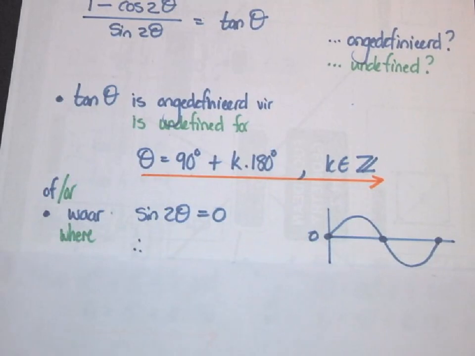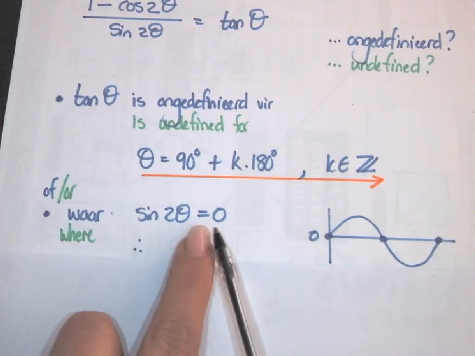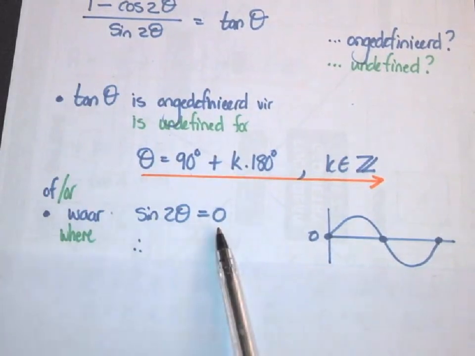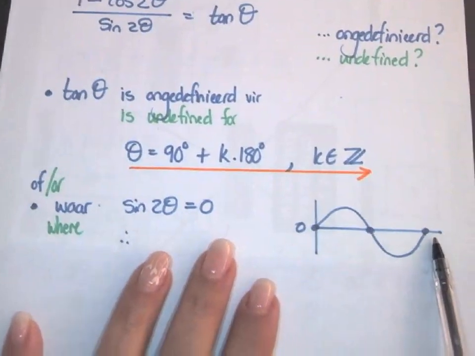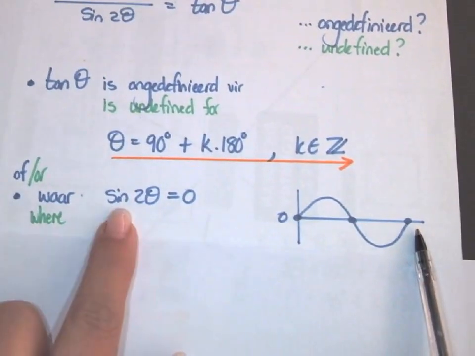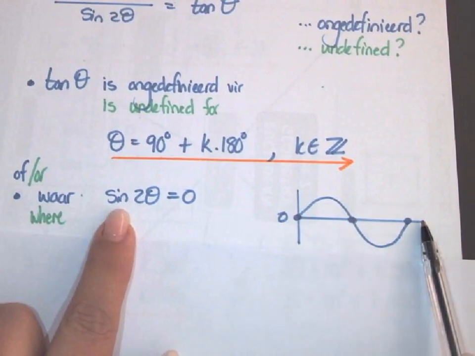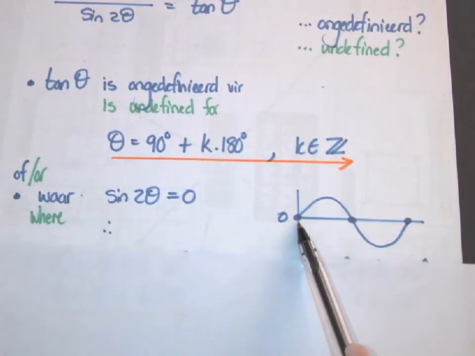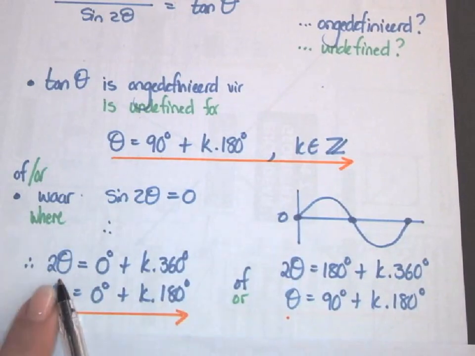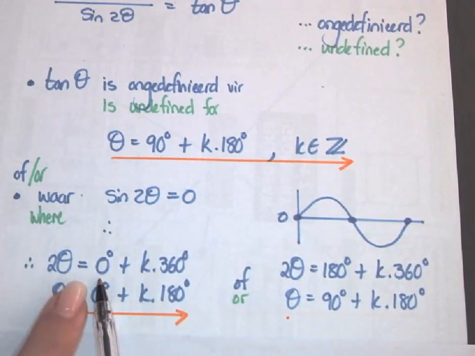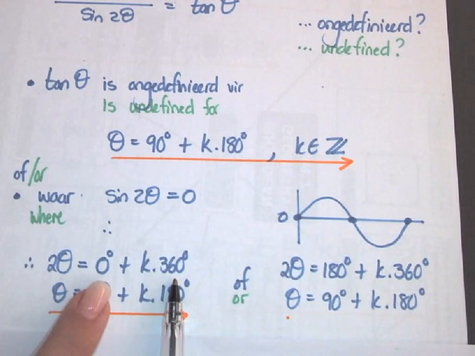Okay. The next one is where sine theta is 0. If you have something equal to 0, sine, cos, tan, whatever, always draw your graph. Sine will be 0 at 0 degrees, 180 degrees, and 360 degrees. So we start with 0 degrees. 2 theta is 0 degrees plus k times 360 because we work with tan. These are the general solutions.